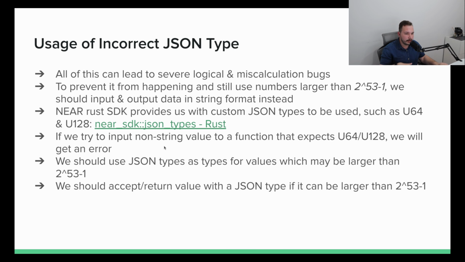So if we try to input a non-string value to a function that expects U64 or U128, we will get an error. So the user won't be able to simply input a regular unsigned integer. It has to be in double quotes. And we should use JSON types as types for values which may be larger than the max safe integer. And we should also return the data with a JSON type.